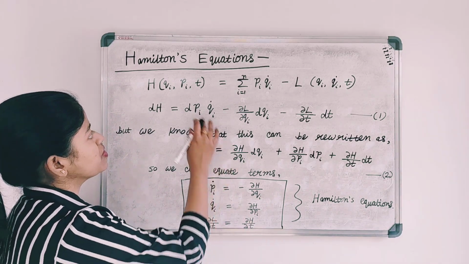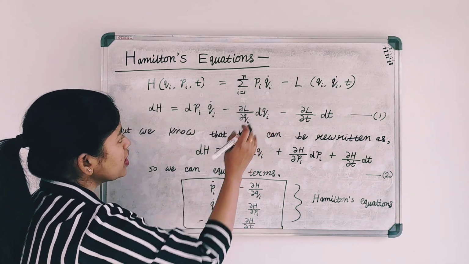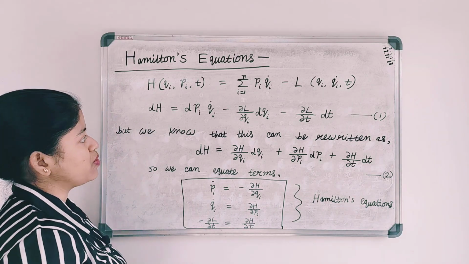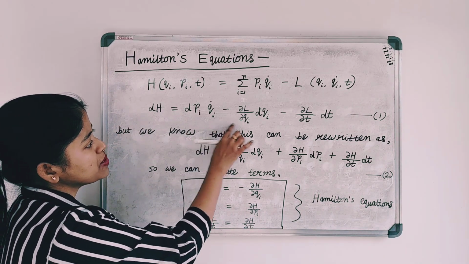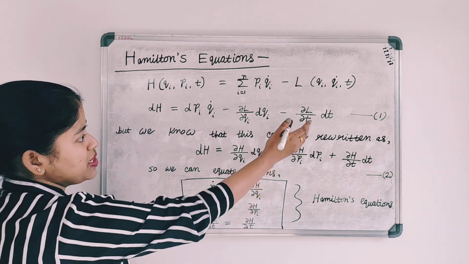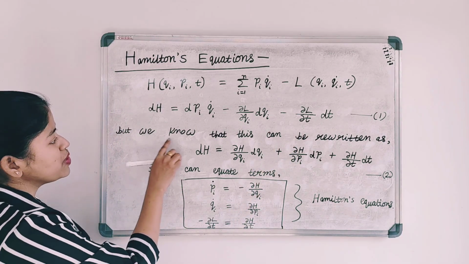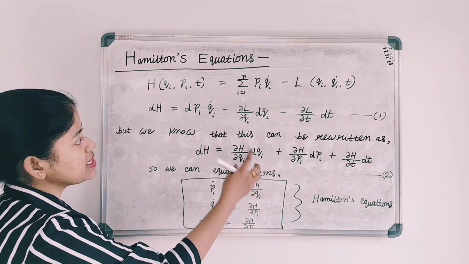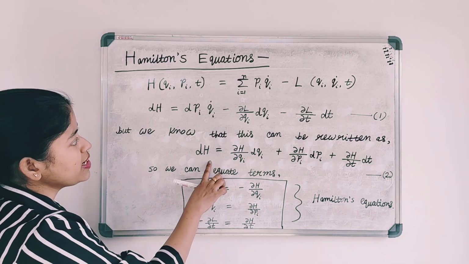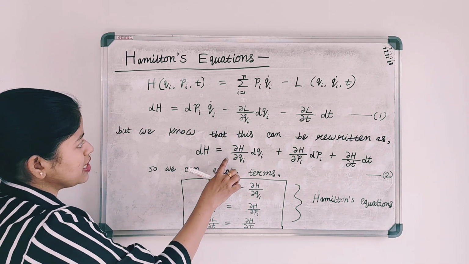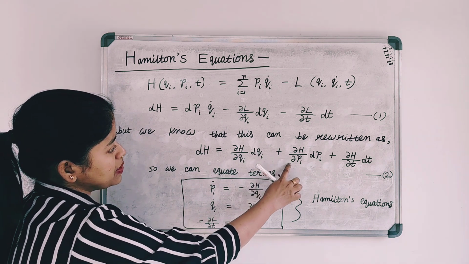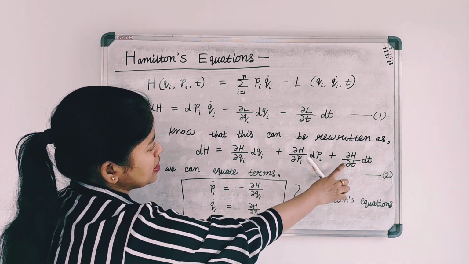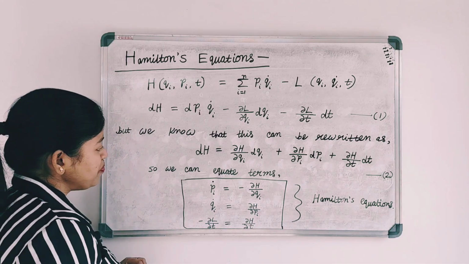Now as we know H can be written in this way, and from our previous calculation we know that the variation of H, dH, can be written in this way. We name it equation 1. Now we can rewrite equation 1 in this way: dH is equal to del H by del qi dqi plus del H by del pi dpi plus del H by del t dt.